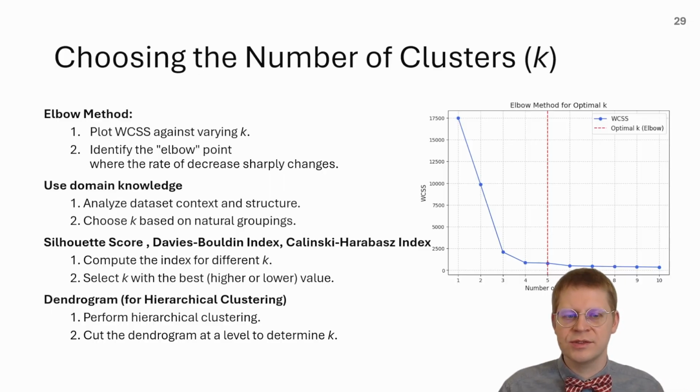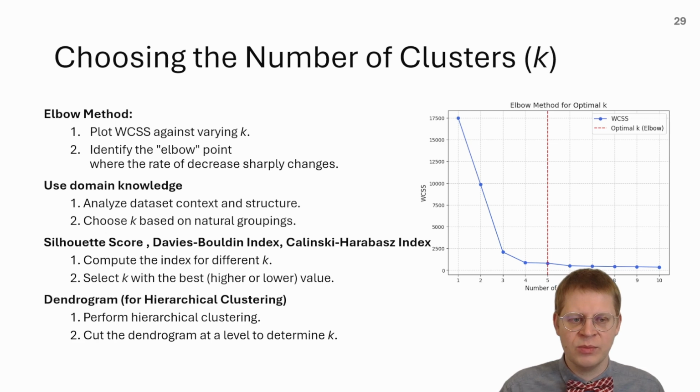Choosing the number of clusters can be tricky. It is one of the most critical steps in clustering. There are several common methods to do so. The first one is the elbow method. You can see it on the screen. Just plot the within-cluster sum of squares against different values of the number of clusters, and look for the elbow where the rate of decrease sharply slows down. This is where adding more clusters does not significantly improve compactness.